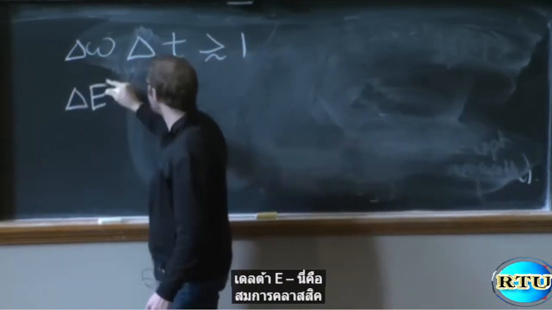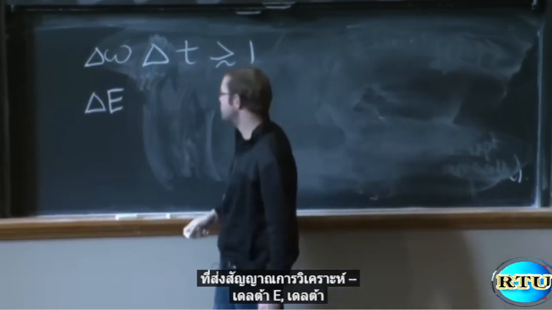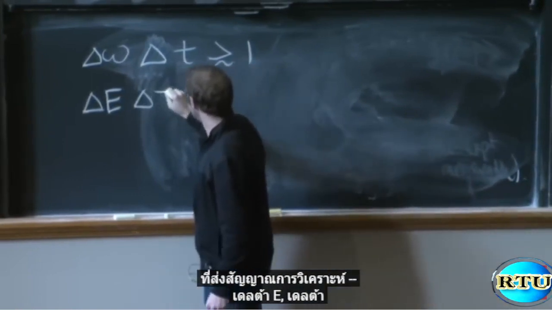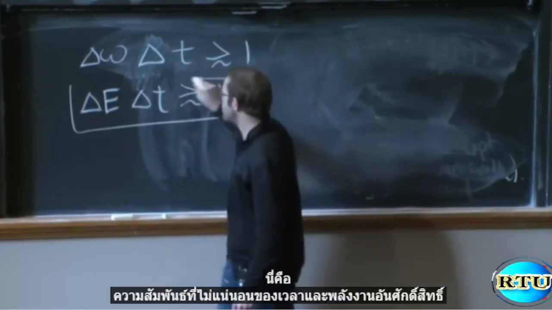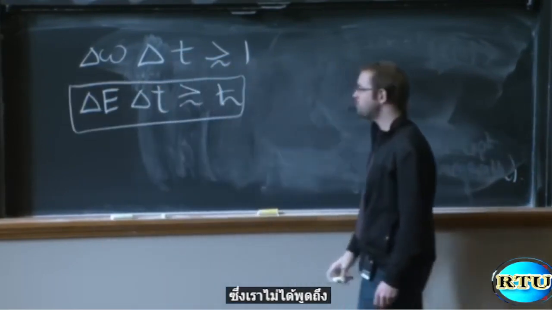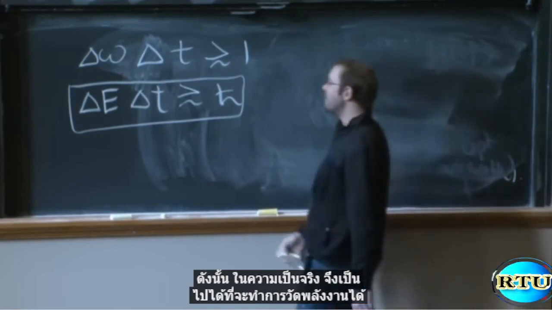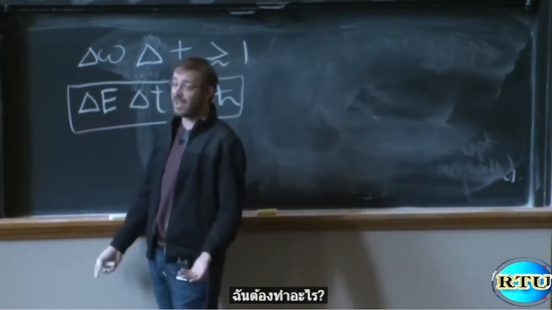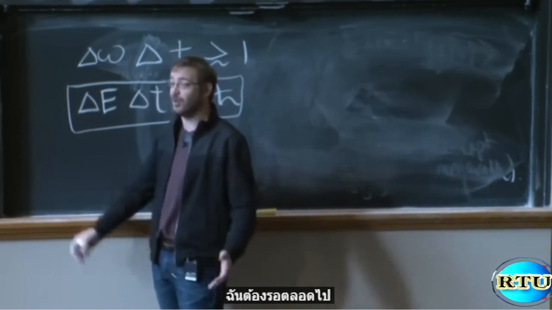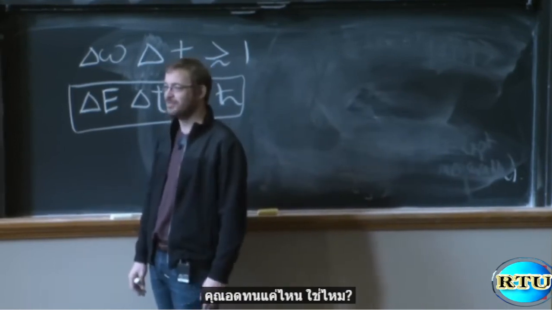Now, if I multiply this whole thing by h bar, I get the following: delta E times delta t is greater than or approximately equal to h bar. This is a classic equation in signals analysis, and it's the hallowed time-energy uncertainty relation, which we haven't talked about. So in fact, it is possible to make an arbitrarily precise measurement of the energy. What do I have to do? I have to wait forever. How patient are you?